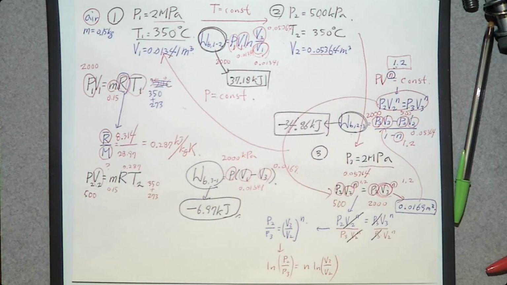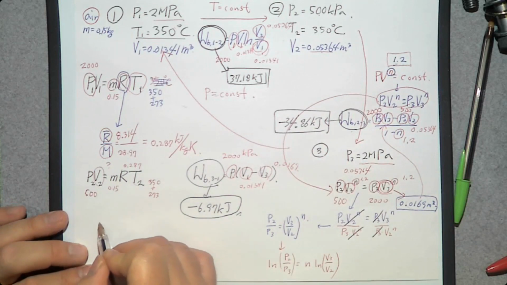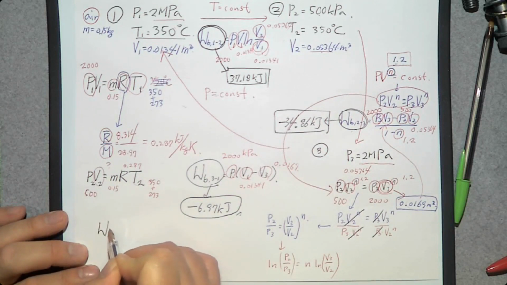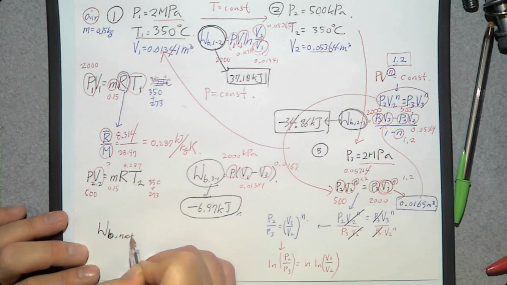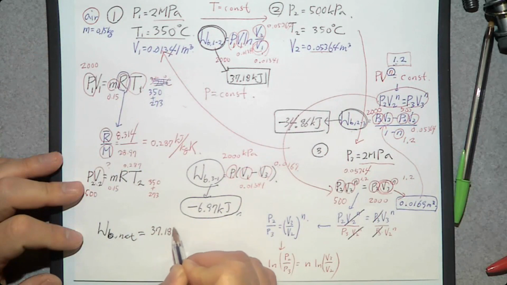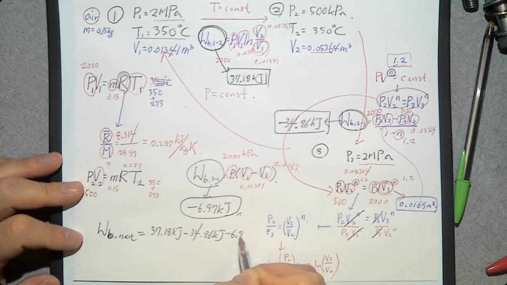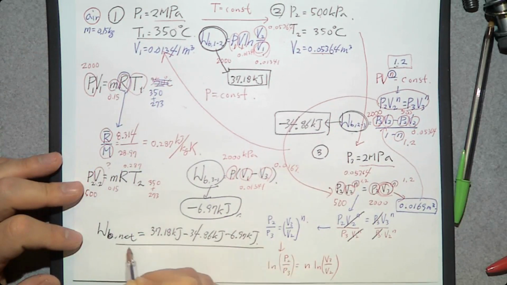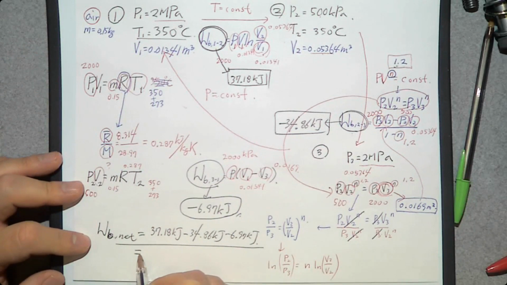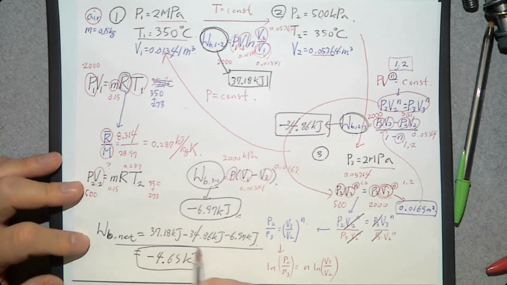Now you can determine the net work of this cycle. So WB net can be determined by this one, 37.18 kilojoule minus 34.86 kilojoule minus 6.97 kilojoule. So the W net is going to be minus 4.65 kilojoule.